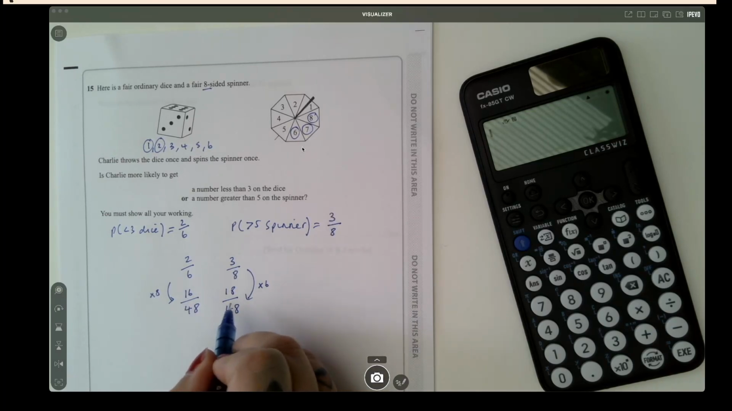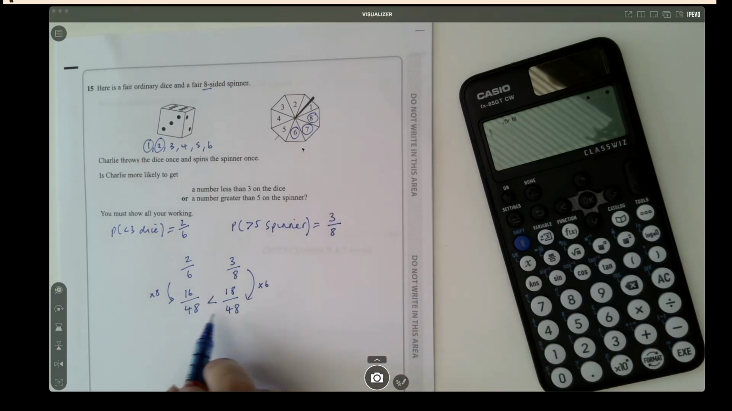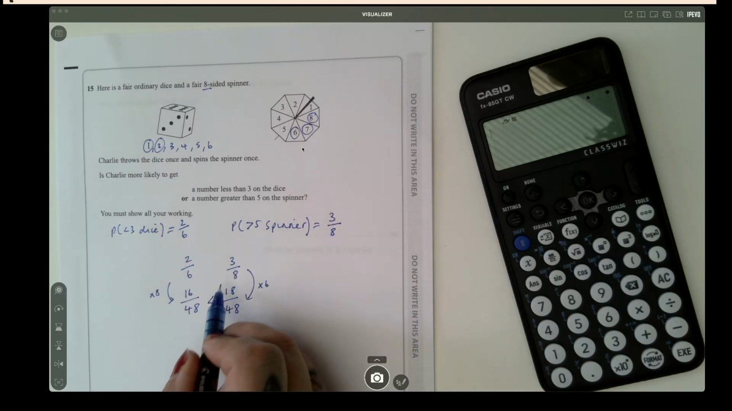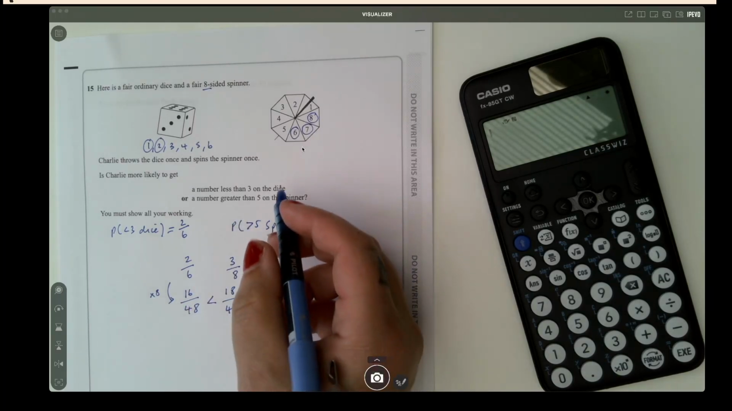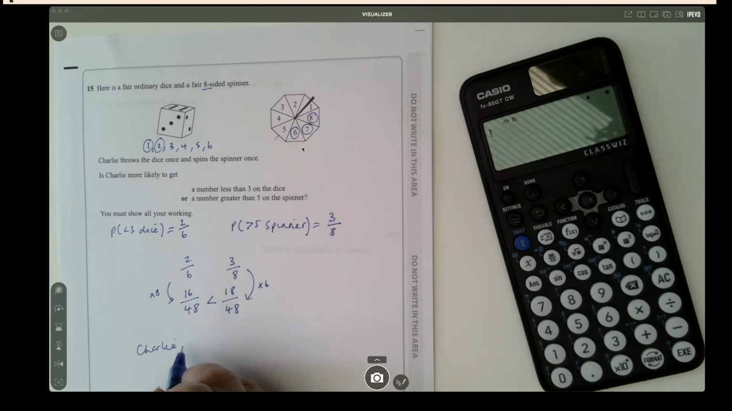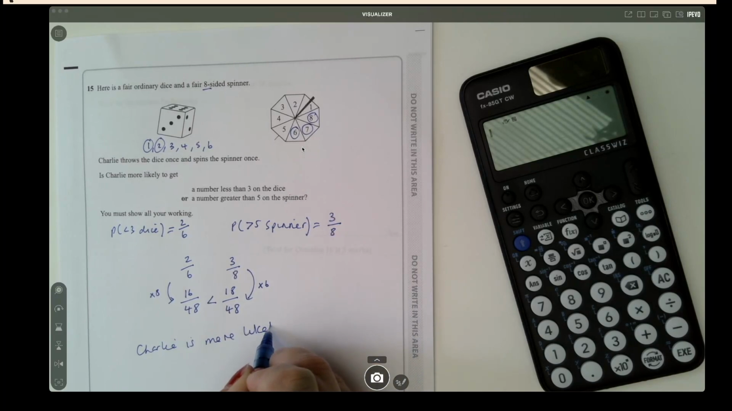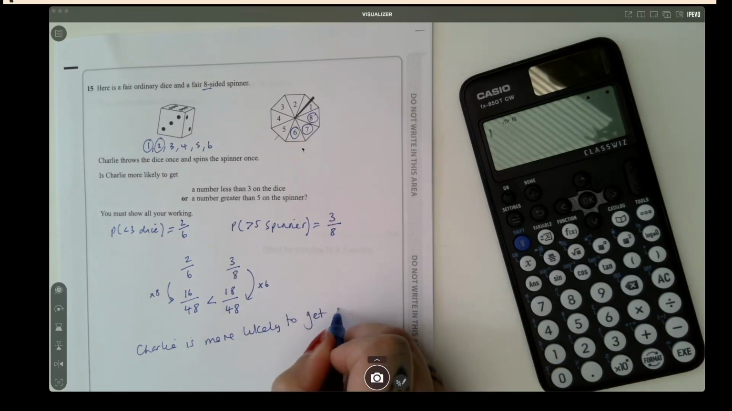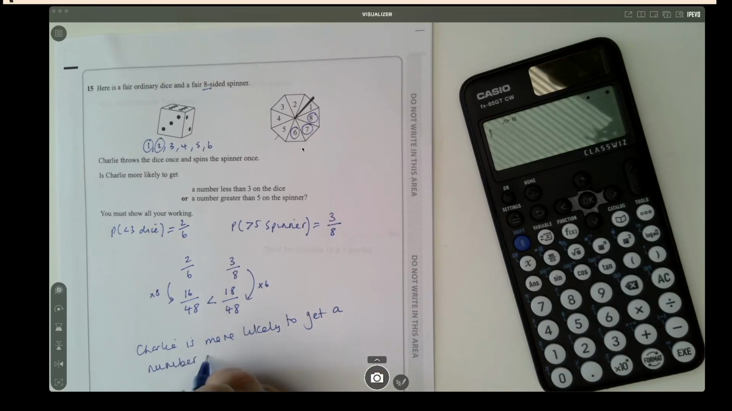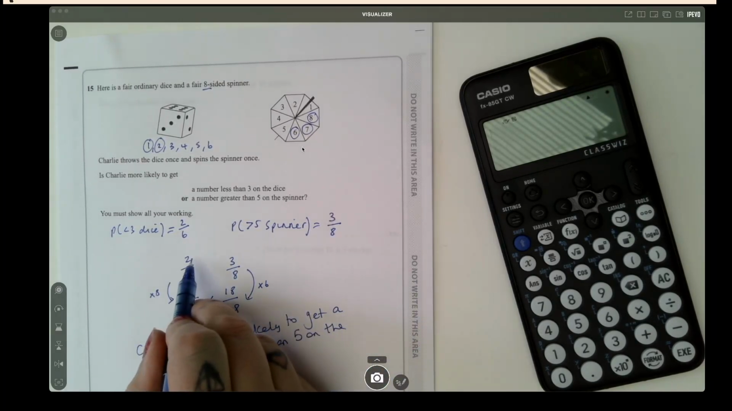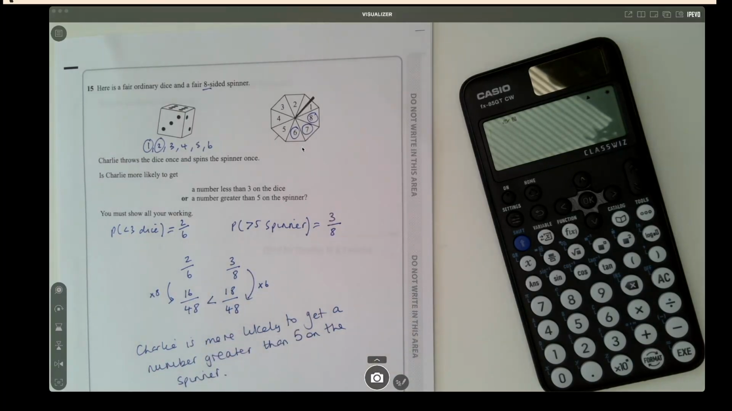So 16 over 48 is less than 18 over 48 because we've got a common denominator, so the numerators can be compared now, and 16 is less than 18. So the probability of getting a number less than 3 on the dice is lower than the probability of getting a number greater than 5 on the spinner. So Charlie is more likely to get a number greater than 5 on the spinner. Really important that you get those probabilities and you find a way of comparing them to support your conclusion.